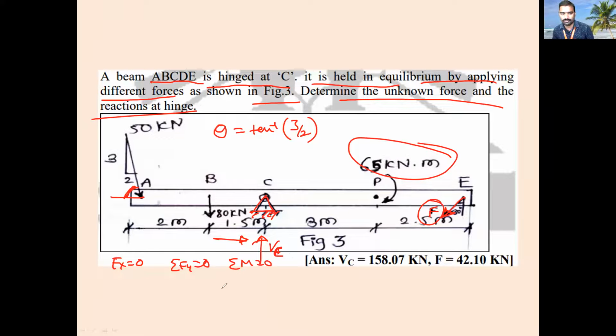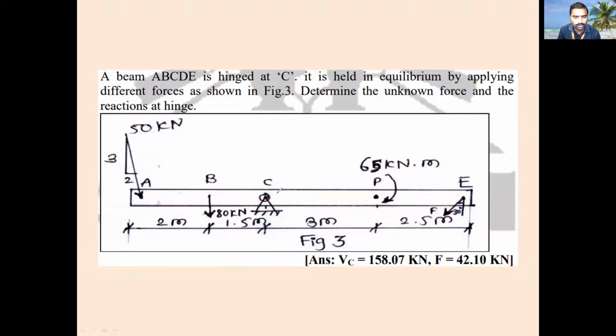How to find out this one? So how to solve this one? Can you tell me? So first you have to apply moment about a point. Which point is equal to 0? There is a support C, correct? So moment about C is equal to 0. Once you do that, this value of F you will get directly.